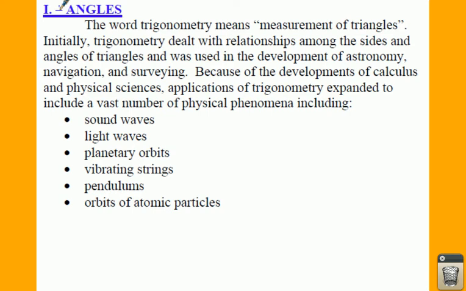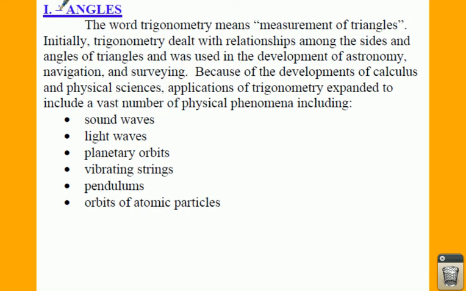Trigonometry means measurement of triangles. So what you're going to be doing here basically from now until May is finding different ways to measure triangles, different attributes about triangles, and how to use triangles here, there, and everywhere. Originally, trigonometry dealt with astronomy, navigation, and surveying. Because of developments in calculus and physical sciences, trig expanded. We're going to be able to use it in sound waves, light waves, planetary orbits, strings, pendulums, and orbits of atomic particles.